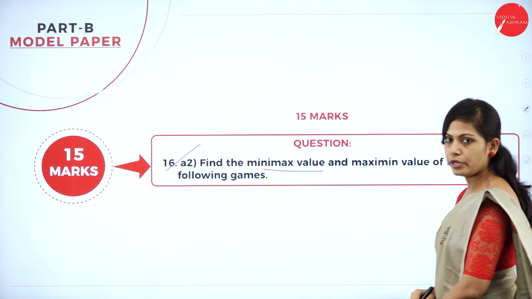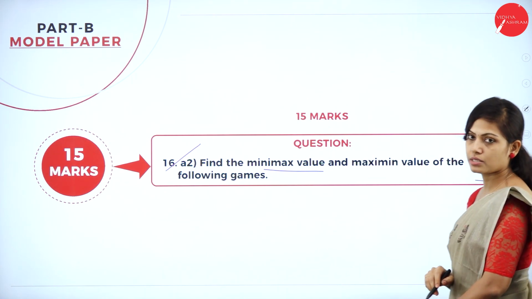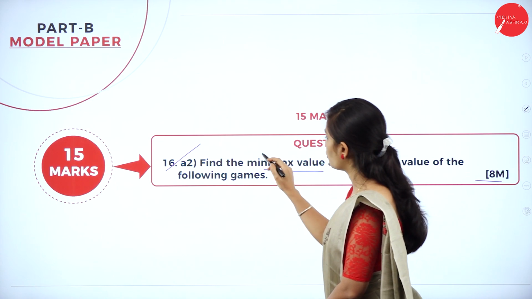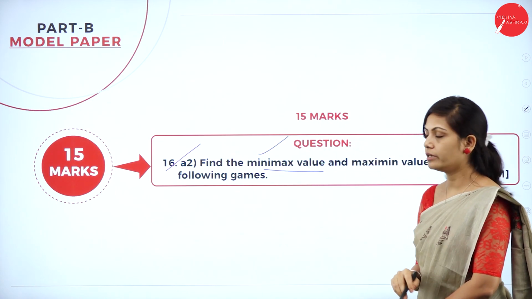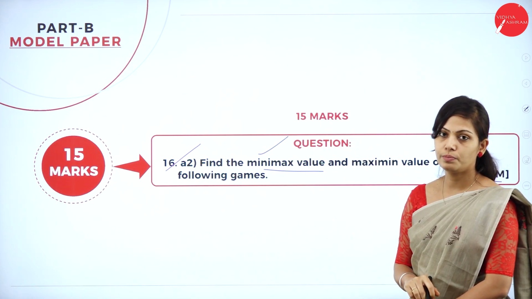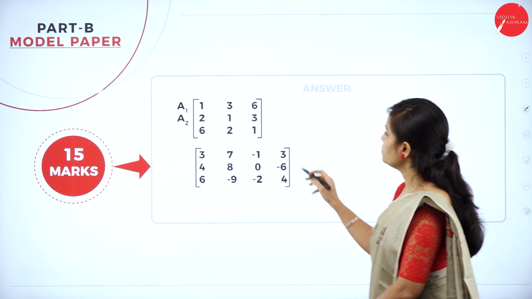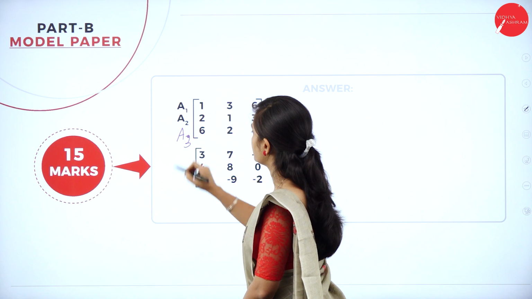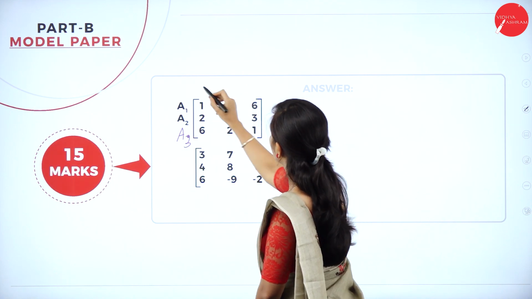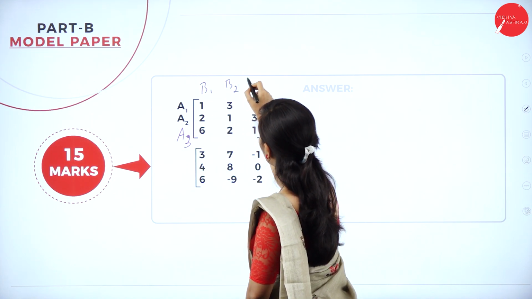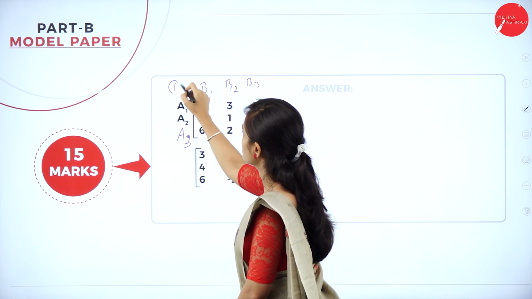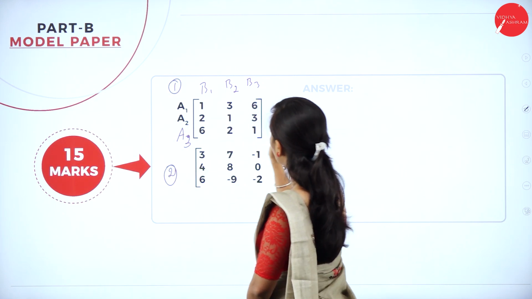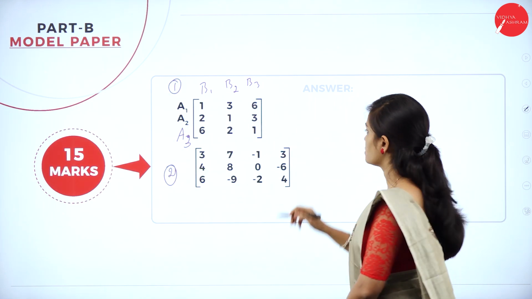And the last question is A1, A2: find the minimax value and maximin value of the following games, for 8 marks. Here they have mentioned only to find the minimax and maximin value. Is it clear? So now we have A1, A2 and A3, and B1, B2 and B3. We have two questions, question number 1 and 2. Find the minimax and maximin principle.